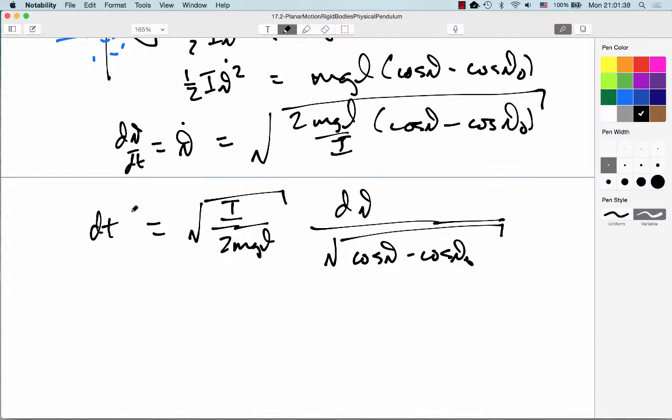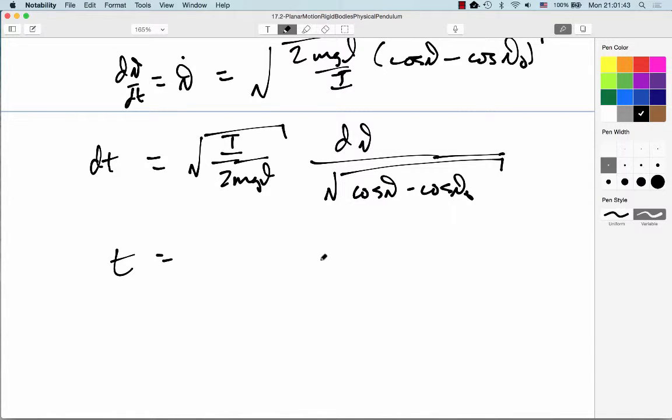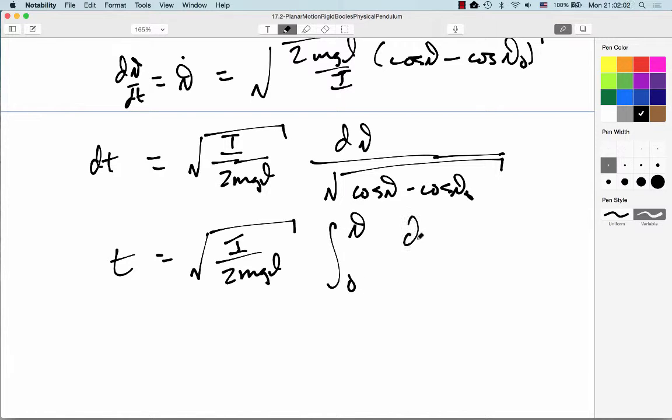All right, so integrating the left-hand side from 0 to t is just going to give us t. And then for the right-hand side, we're kind of stuck. We're going to get root I over 2 mgl. Why do I keep making that pi? Over 2 mgl. And then we're just going to integrate from 0 to theta, d theta over root cosine theta minus cosine theta naught.